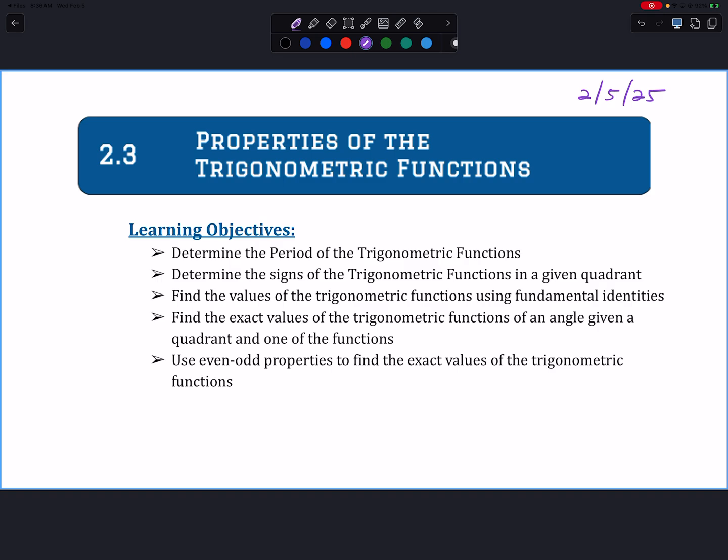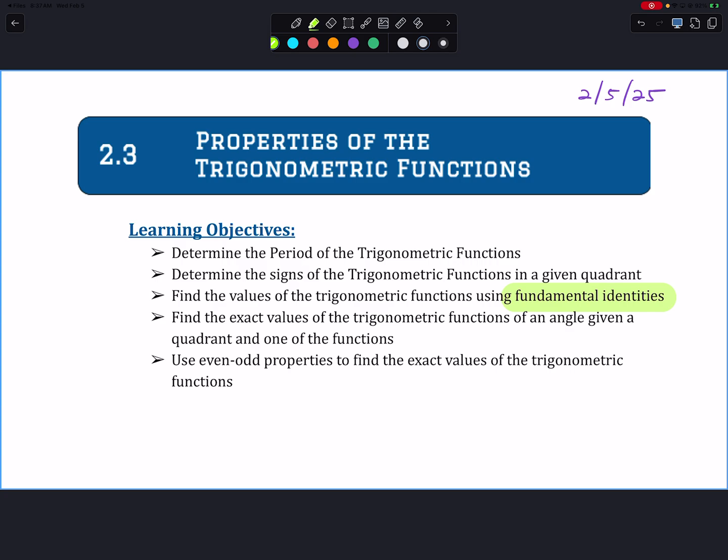So in this section, you will learn about the period of trig functions, determine the signs of the trig functions in a given quadrant, and find the values of all the trig functions using fundamental identities. When we get to chapter 3, we're going to dive much deeper into identities. But the ones we're learning today, I need you to start learning, because it will make your life easier in chapter 3, just trust me. Find the exact values of the trig functions of an angle given a quadrant and one of the functions, and then use even and odd properties.